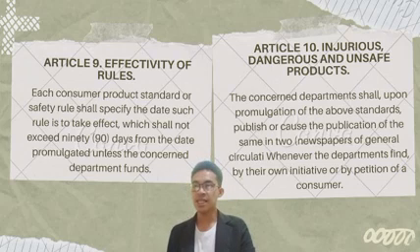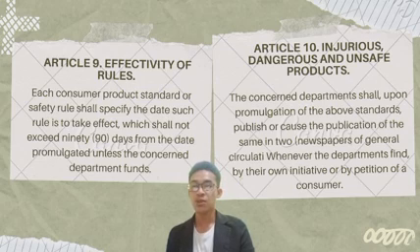So the Article 9, effectivity of rules. Each consumer product standard or safety rule shall specify the date such rule is to take effect, which shall not exceed 90 days. So all the companies or the business owners or the other businesses are given 90 days to comply with the standards or rules nga gihatag about aning naka-indicate sa Article 9.